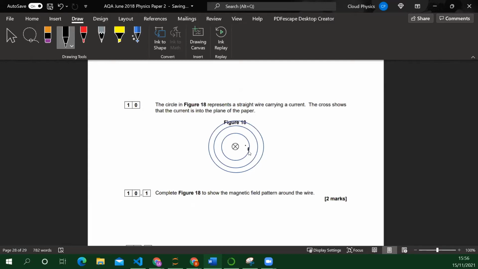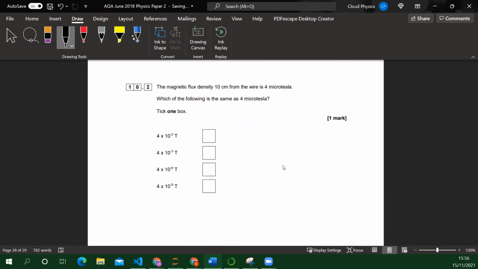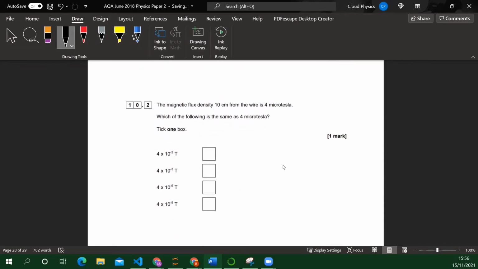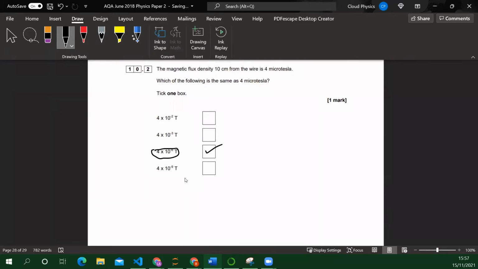Okay, so I'll just test my pen out. So it's going that way. So when we get, bunch up your hand, point your thumb to the paper. Okay, it's going clockwise. So next one. Oh, okay, I've done it already. Magnetic flux density 10 centimeters from the wire is 4 microtesla. Which of the following is the same as 4 microtesla? The micro is 10 to the -6, so it's this one. Okay, 4 times 10 to the -6.